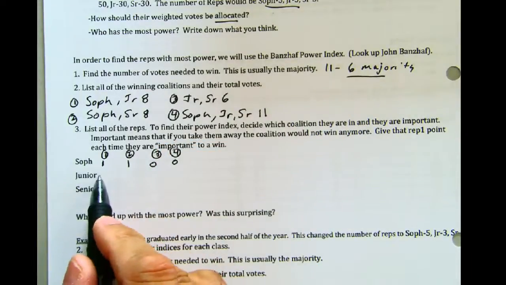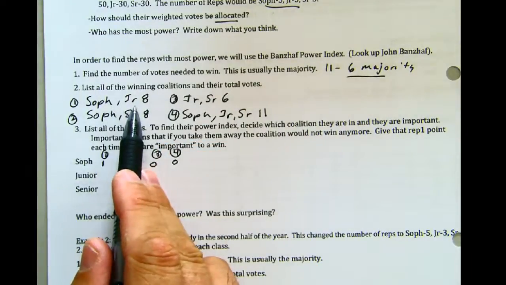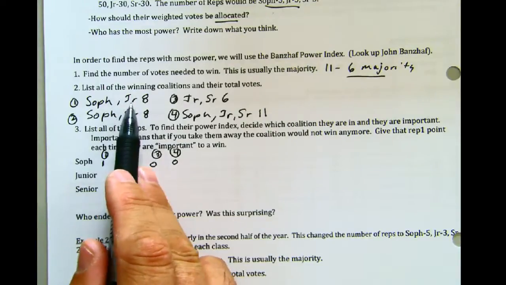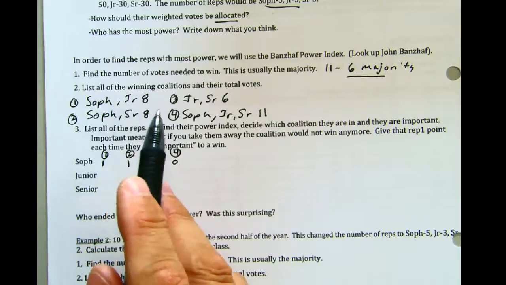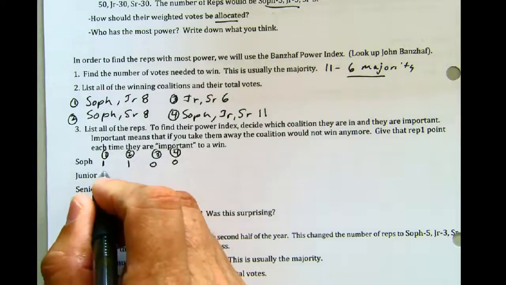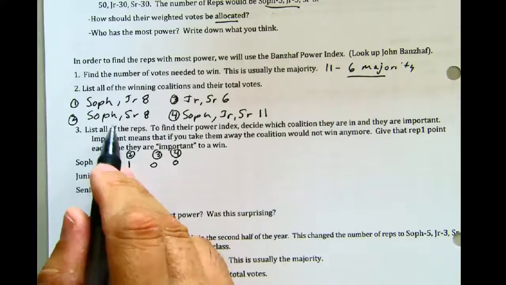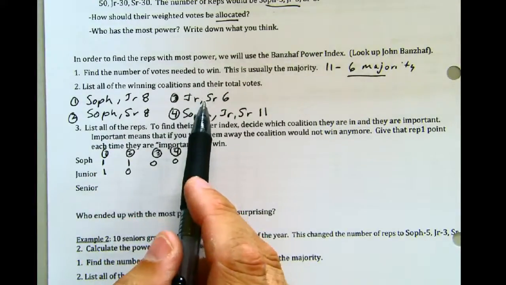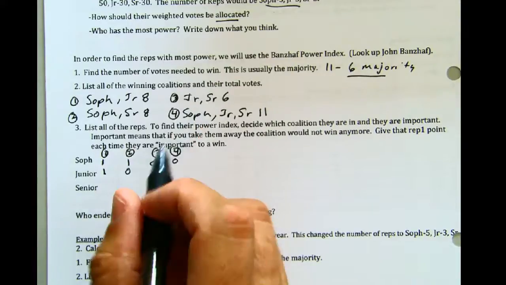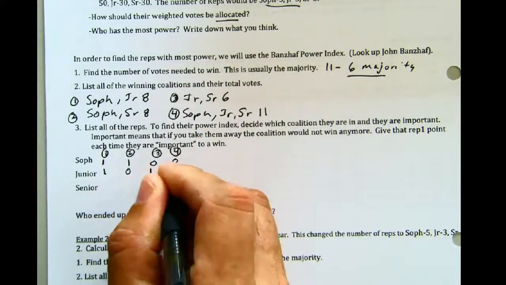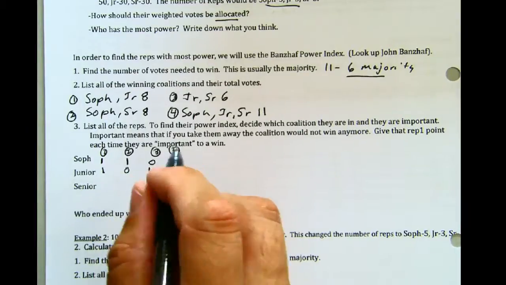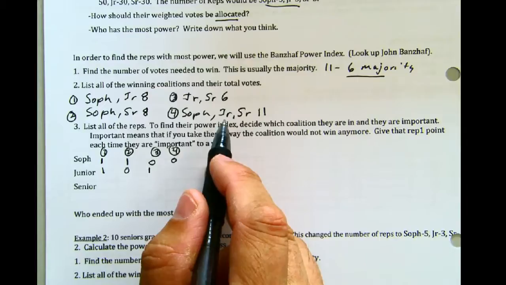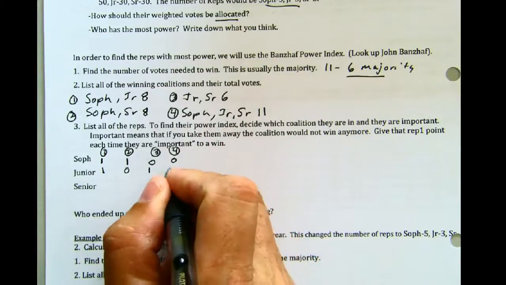Now if we do the juniors and go here, do the juniors have any power here? Yes, if they leave the sophomores, this is not a winning coalition anymore, so the juniors would get a point. The next one, they're not in, so they don't get any points. And then the next one, they are in. If they leave this one, that coalition doesn't win. And then the fourth one, juniors don't matter. So that would be 0 as well.